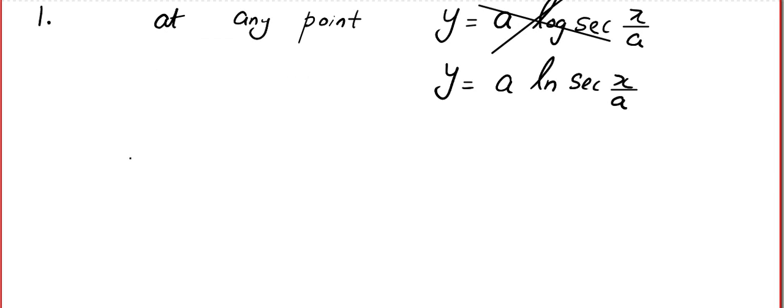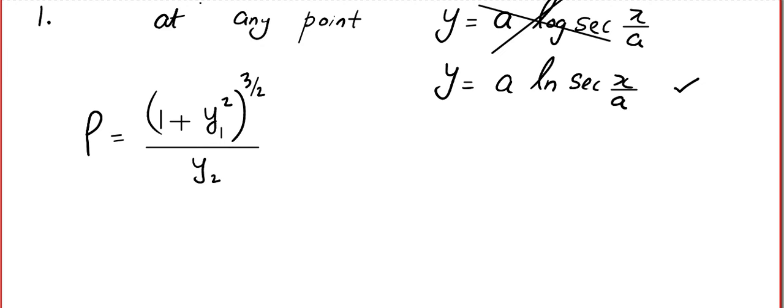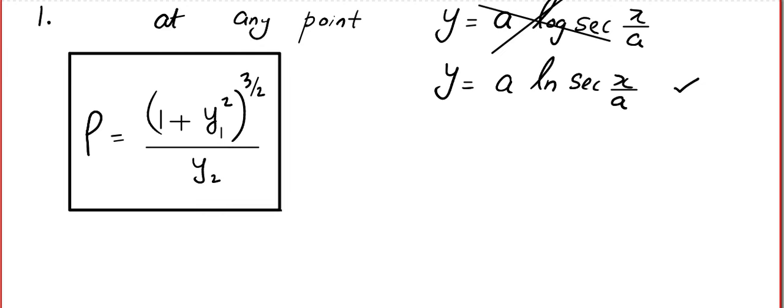So it's very easy. Question number 1, is this Cartesian equation or parametric equation? Of course, Cartesian equation. See, it's a relation between x and y. And to be more precise, this is an explicit function. y is completely given in terms of x. So I am going to write the radius of curvature at any point is given by 1 plus y1 square, the whole power 3 by 2, the whole divided by y2, and of course I'll keep it in a box.